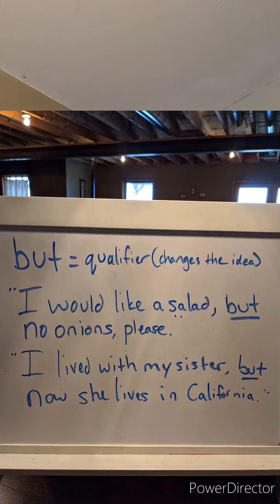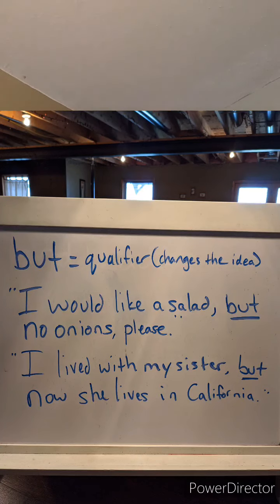Another common conjunction is but. But is a qualifier, and it changes the idea. So all conjunctions, and, but, and or are the most common. All of these connect ideas, but is a special conjunction that changes the idea or the emphasis. So, for example, if I'm ordering in a restaurant this time, I might say, I would like a salad, but no onions, please. Meaning, I want a salad, but I do not want the onions.